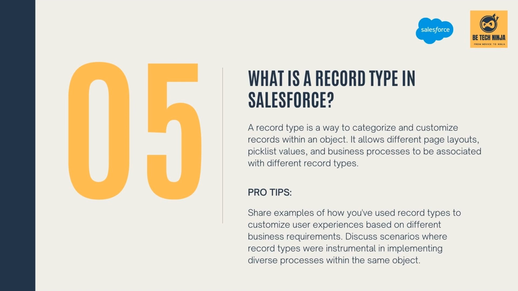Here's a bonus tip for you. Share examples of how you've used record types to customize user experiences based on different business requirements. Discuss scenarios where record types were instrumental in implementing diverse processes within the same object.